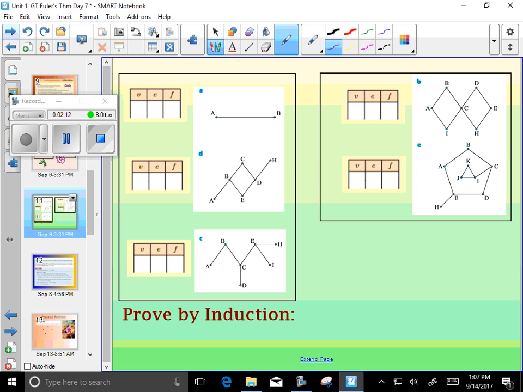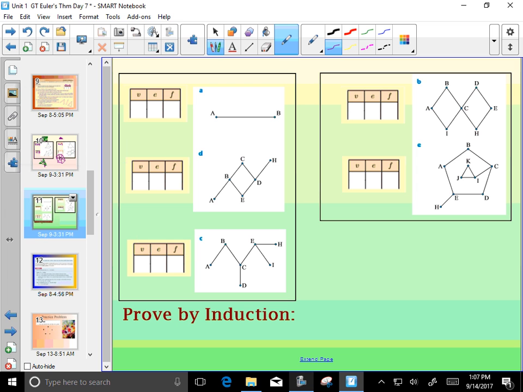Okay. All right. Then, when we get to these, they're really interesting, I think. This one with 2 vertices, 1 edge, and how many faces? 1. This one has 6 vertices, 1, 2, 3, 4, 5, 6 edges. And how many faces does D have? Only 2.